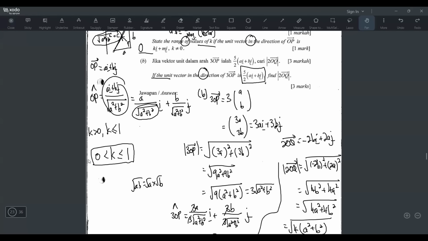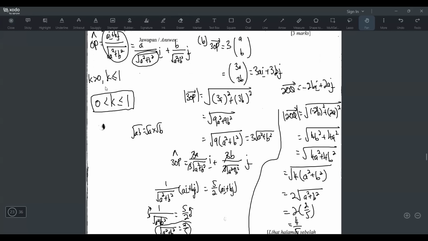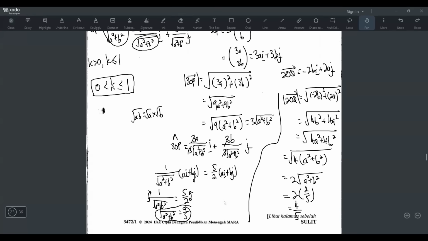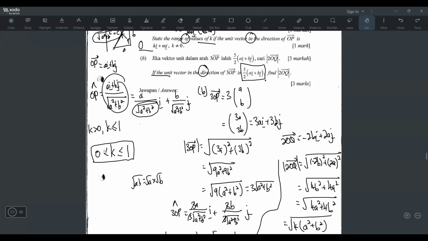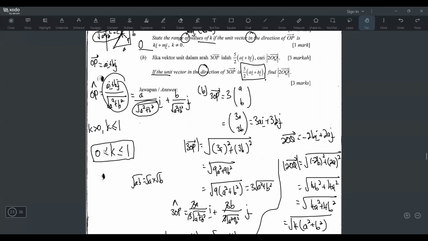Only worth 3 marks only. I did so much. Okay, but hopefully you understand my explanation here. So this is how I would do it. Okay, so done? Let's continue.